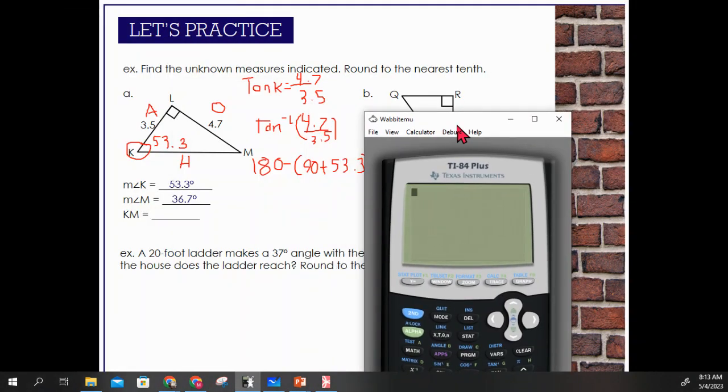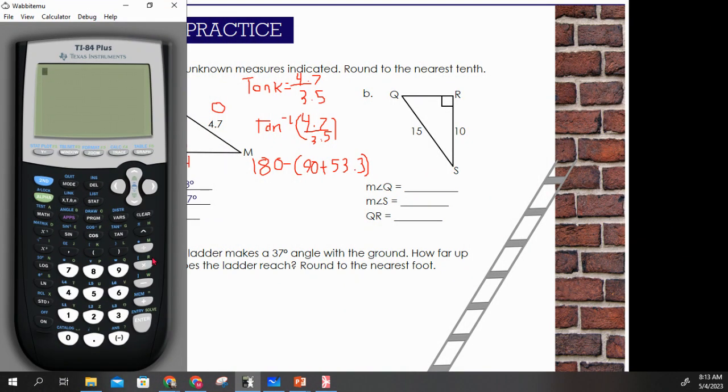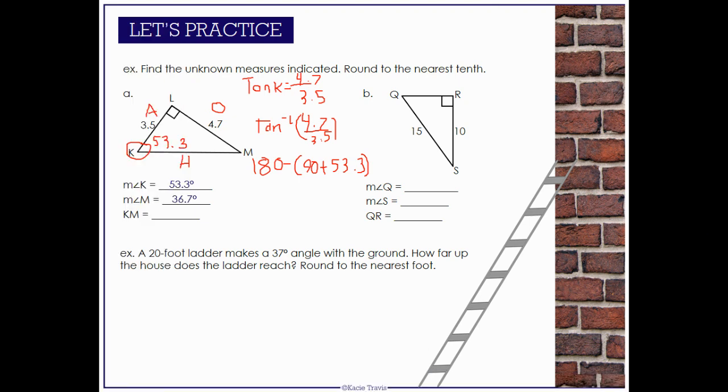A squared and B squared are 4.7 and 3.5. So the square root of 3.5 squared plus 4.7 squared gives me 5.8600 and so on. We want to round to the nearest tenth for our answer. So this is going to make it 5.9. Let's check it. 5.9 kilonewton. All right, so we got this one right here.